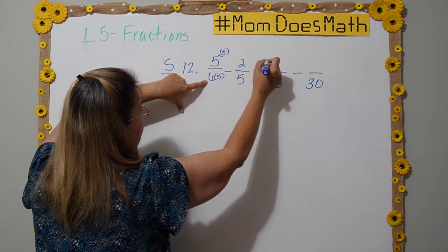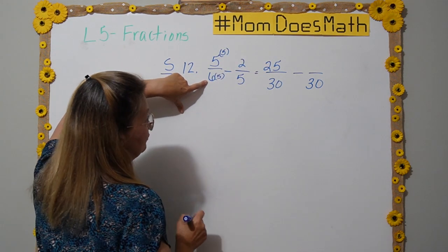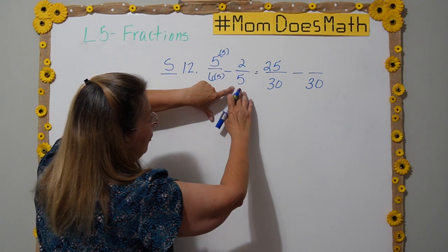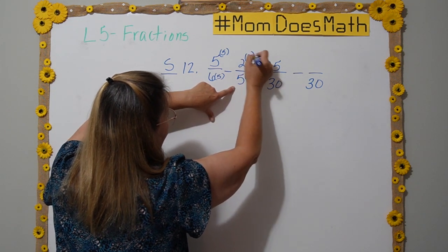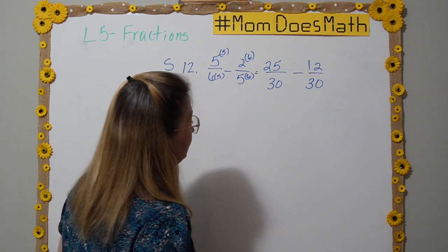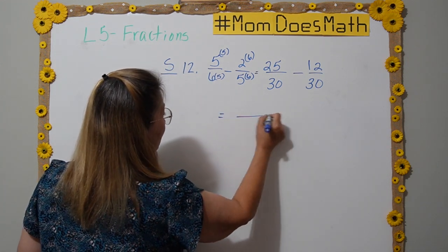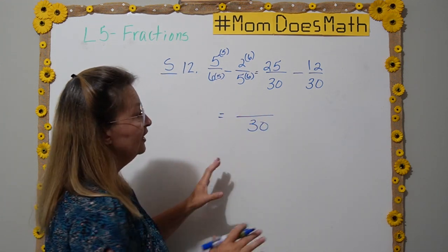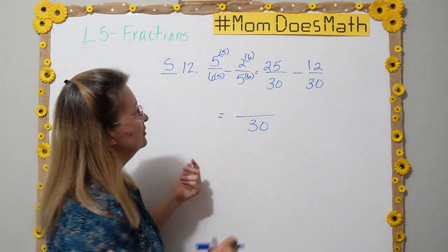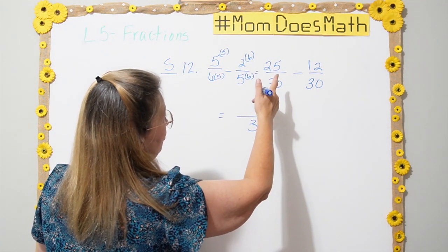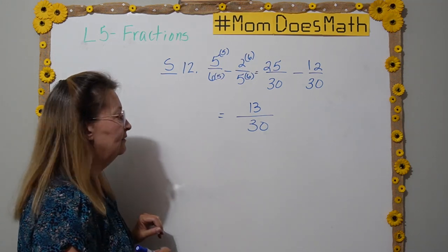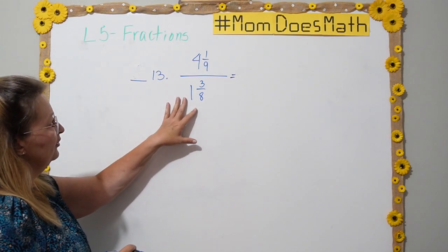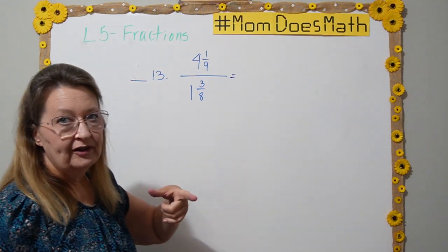So you got to do the same thing to the top. And that gives you 25. What would you multiply 5 by to get 30? Well, times 6. So you got to multiply the top times 6. So you get 12. Now when you subtract, remember your denominator is not going to change. So we're going to do 25 minus 12, which is 13. Is there any way to reduce that? No.